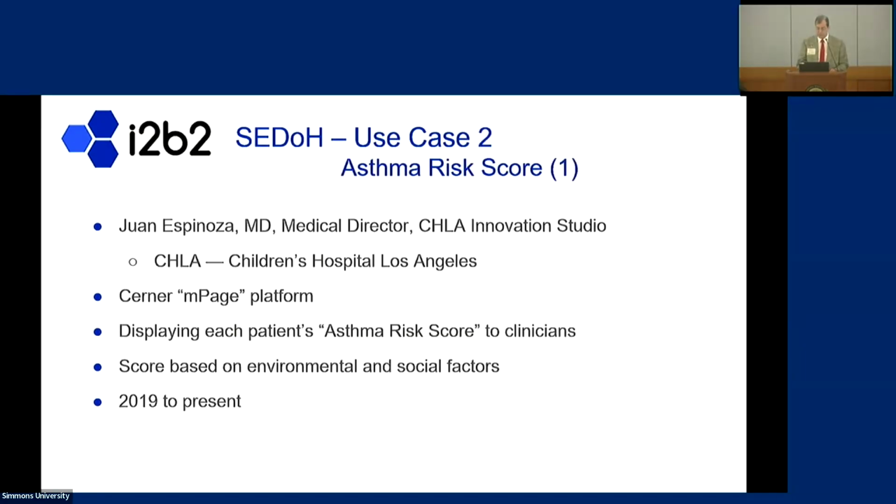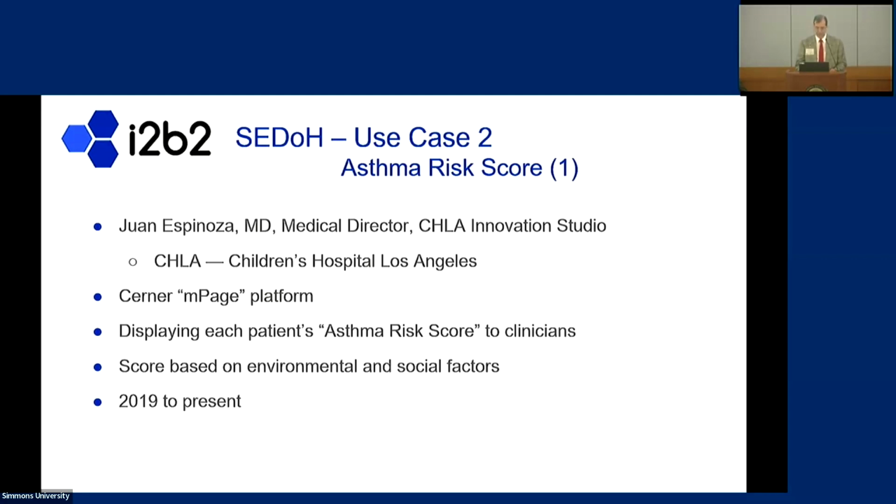Use case number 2 is something called an asthma risk score. Now, this was developed by a colleague, Dr. Juan Espinoza, who worked closely with Dr. Daniella Meeker at USC. He's also associated with the Children's Hospital Los Angeles and their innovation studio. At Children's Hospital Los Angeles, he is using the MPage platform in Cerner and adding an environmental risk score, an asthma risk score, to each patient. And so clinicians can see this.